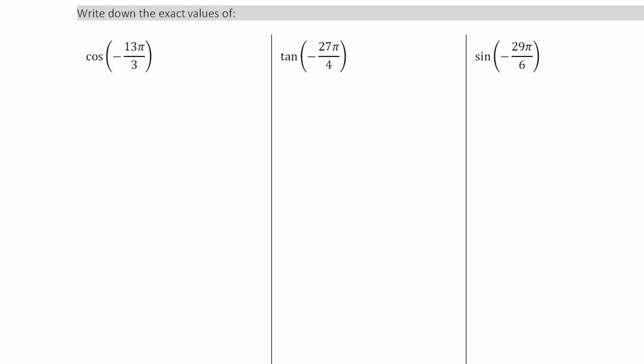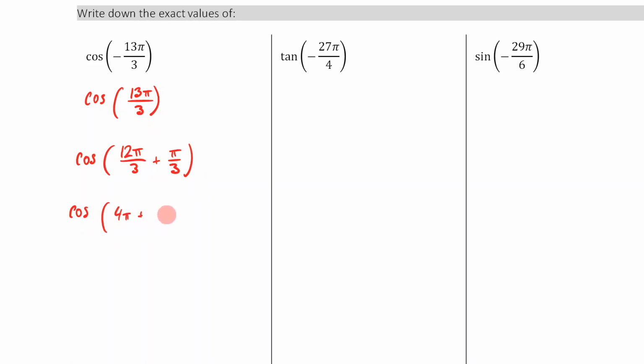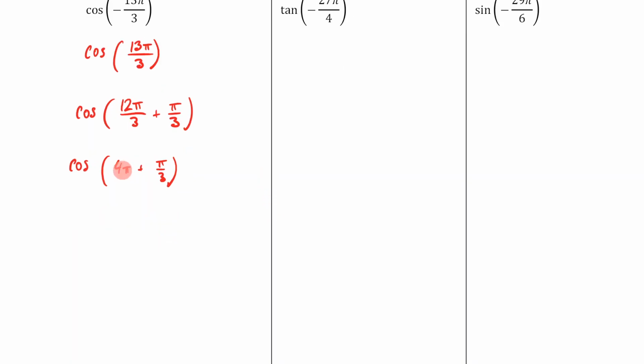All right, so for this first one here, I have cos of a negative angle. So that's just the same as cos of that angle itself. We can just ignore the negative. Then we break up 13 pi on 3. That's going to be the same as 12 pi on 3 plus pi on 3, because that adds up to 13 pi on 3. Now 12 pi on 3 is 4 pi, plus pi on 3. And that means that I've just gone around the unit circle twice, so I can ignore that 4 pi, and it's just going to be cos of pi on 3.